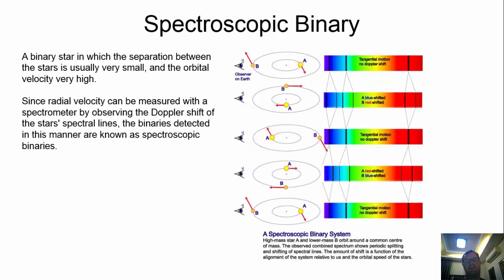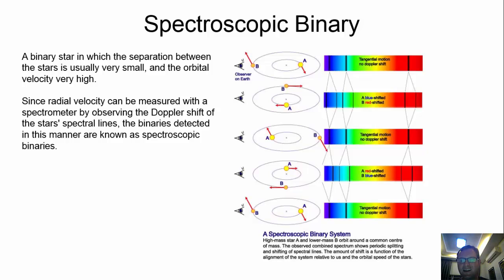They do expect you to recognize something called a spectroscopic binary. Now, these are binary stars which, because they are so close to each other, we can't distinguish them visually as a binary pair, but because their orbital velocity is very high, what we can do is look at these using a spectrometer, and we can observe a Doppler shift of the star spectral lines. So the binaries are detected in this manner, and this is known as spectroscopic binaries.